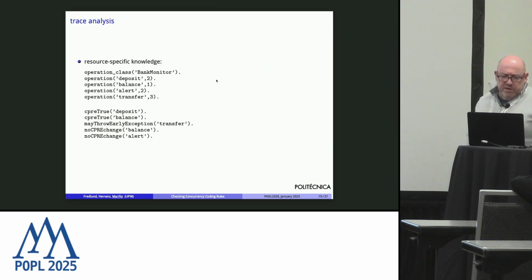So the resource-specific knowledge is, well, it's not very interesting. It's about properties of the arity of the operations, some specific details. For instance, there are some operations that do not block. For instance, deposit and balance do not block, so we mark this, and so on. Or whether they may throw an exception before actually executing or something like that. In the case of alert and balance, they don't change the state of the shared resource. So this is something that we need to know from the specification.